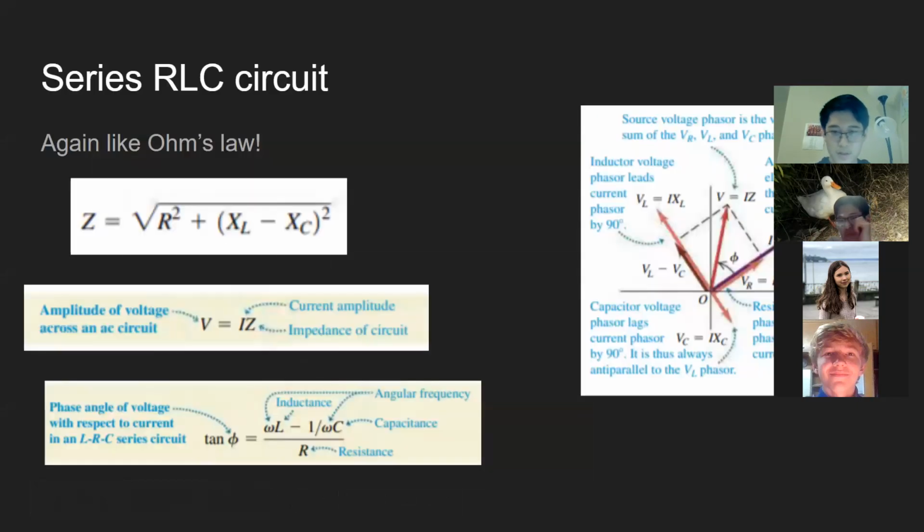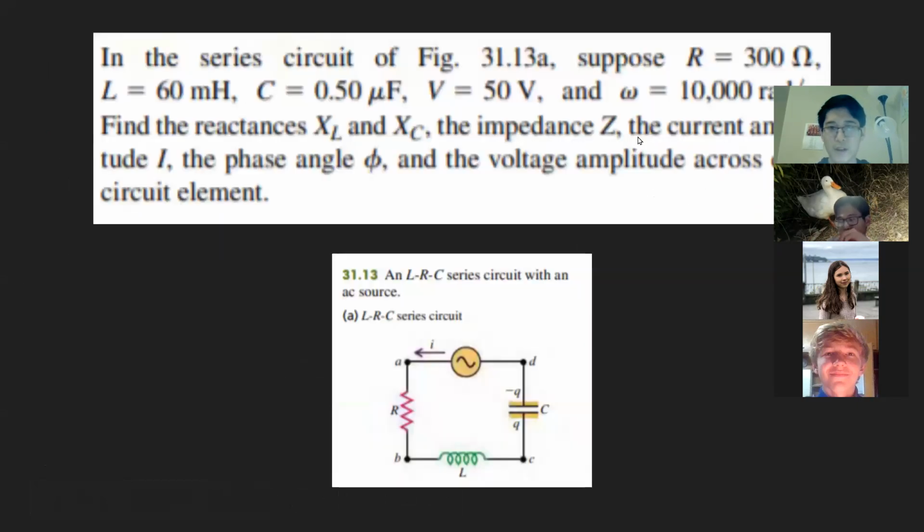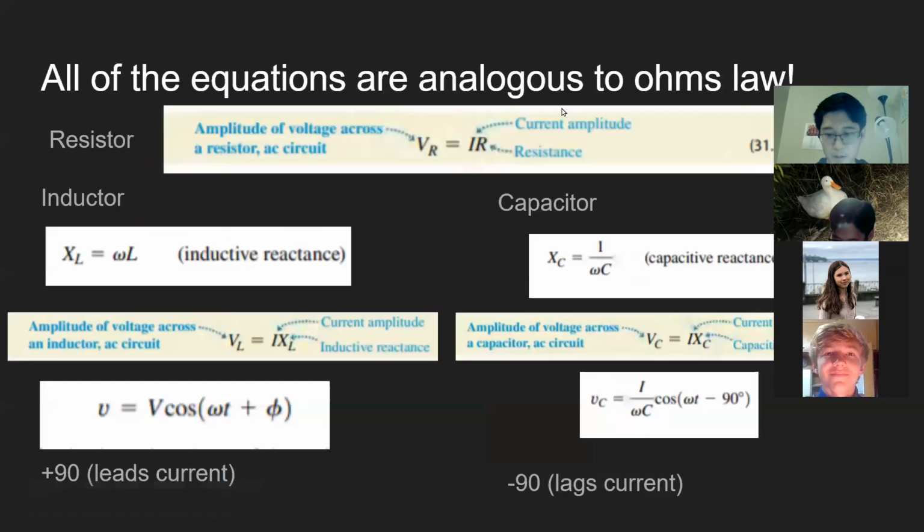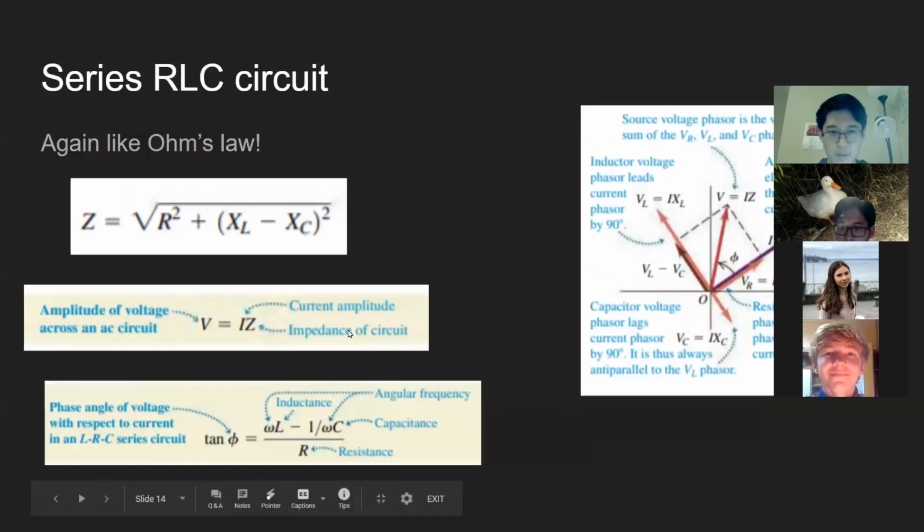All right, so now let's apply this to a quick practice problem. So we have this series RLC circuit, okay? Well, first of all, before I go on, does anyone have any questions about these equations?